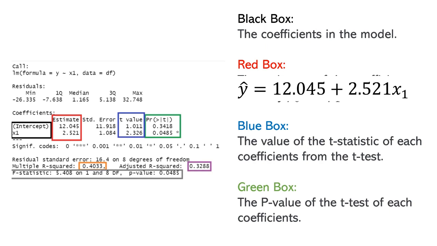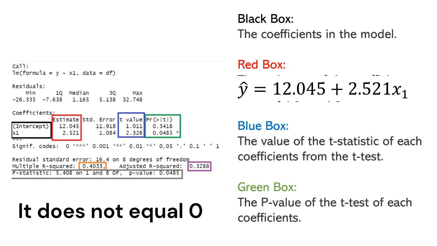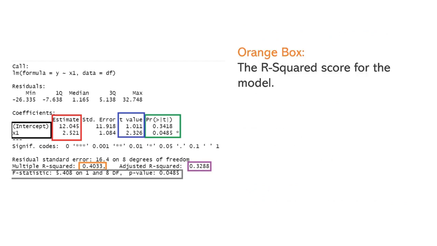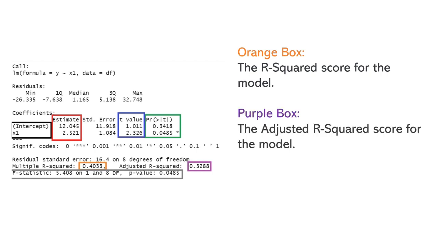Here we can see that x1 is significantly greater than 0. x1 is significantly different from 0. Next, we have the orange box, which shows the R-squared score for the model. A score of 0.4033 is actually quite terrible. Next, the purple box shows the adjusted R-squared score for the model. Well, just like the R-squared score, it is actually terrible.